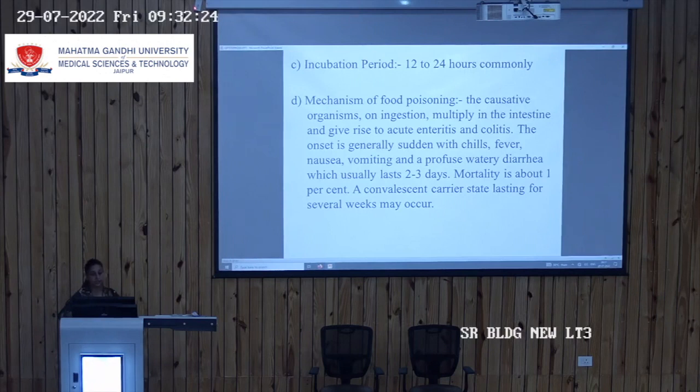Convalescent carrier state lasts for several weeks. Convalescent carrier state means the patient's treatment is done, but the patient is not adequately treated, so the patient will act as a carrier, and even after recovering from signs and symptoms, he or she will continue to transmit or spread the disease.